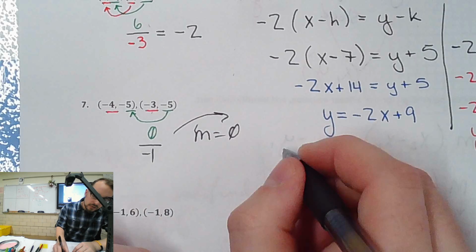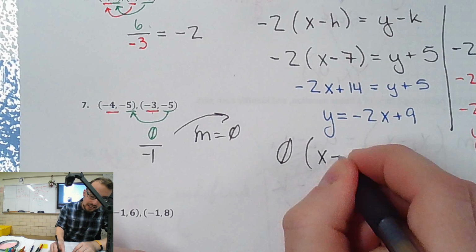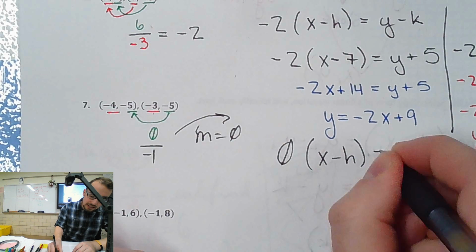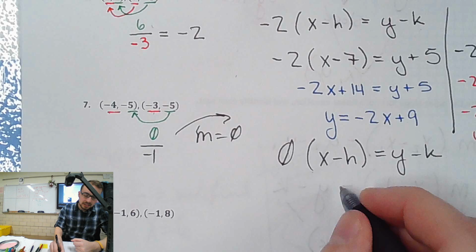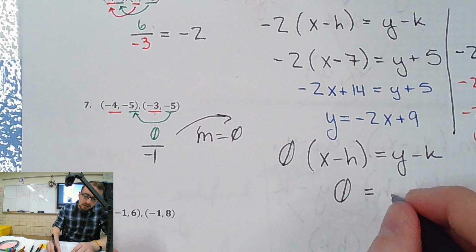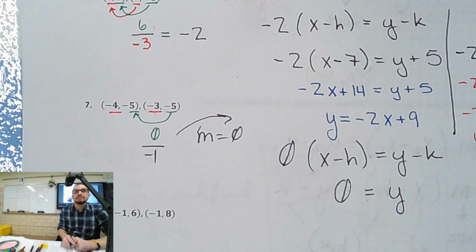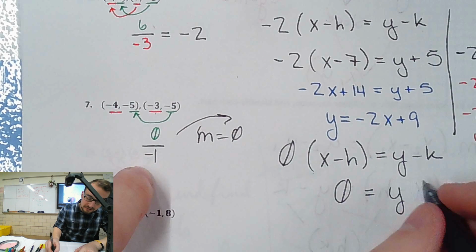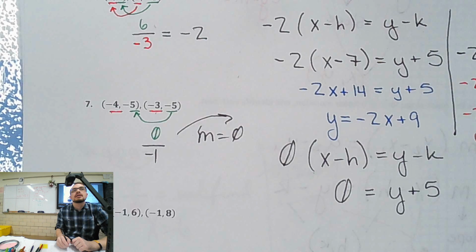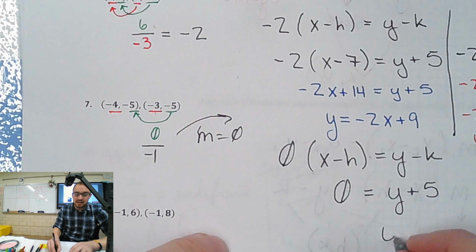So we have 0 for the slope times x minus h equals y minus k. Fun fact, what's 0 times anything? So this entire side is 0, right? I don't even need to plug in h. What's k? Which one do you want to use for k? -5, right? It's our only choice either way. If I plug in -5, I get a +5 here. Get y on its own. y equals -5.